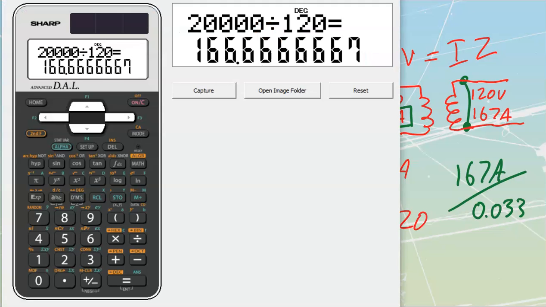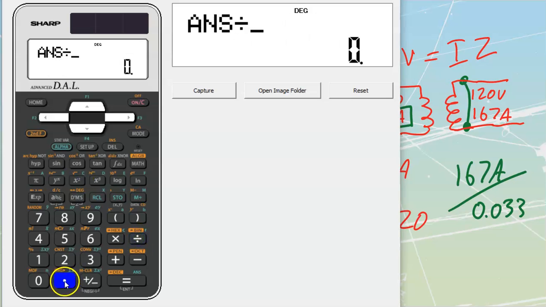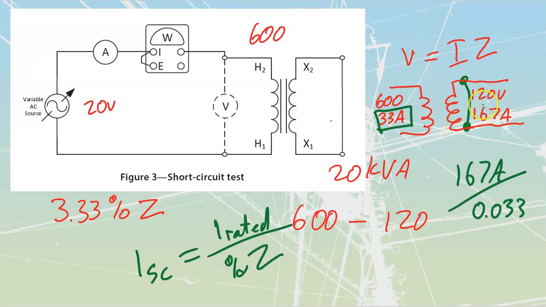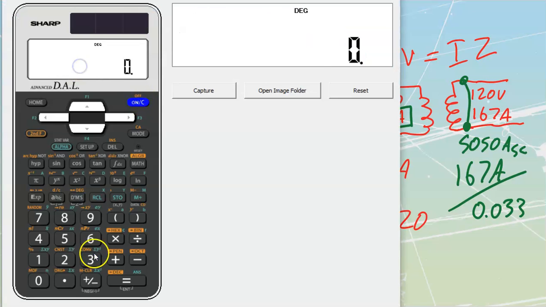Let's try these both out. 166.67, so that's my full current, divided by 0.033. Gets me to a value of, on the secondary, up to 5,000 amps. That's going to flow. 5,000 amps short circuit, SC, that we're going to place. The primary is also going to see the same rated rise. So I'm going to have 33 amps over here, divided by 0.033.